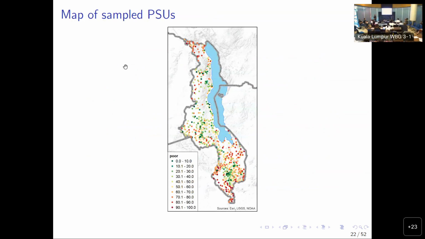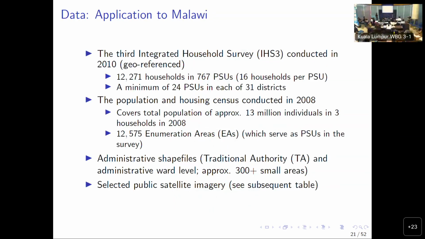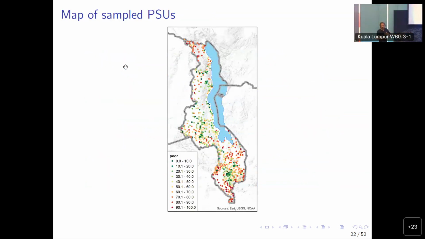Okay, this is just to give you a feel of the data. These are the 767 primary sample units put on the map of Malawi, and the color indicates the poverty rate that is observed. In every primary sample unit we have something like 25 households, if I'm not mistaken. So 16 households per PSU. It varies a little bit, but by and large it's 16. That allows us to compute for every PSU what the poverty rate is in that particular primary sample unit, and that's what the color indicates.